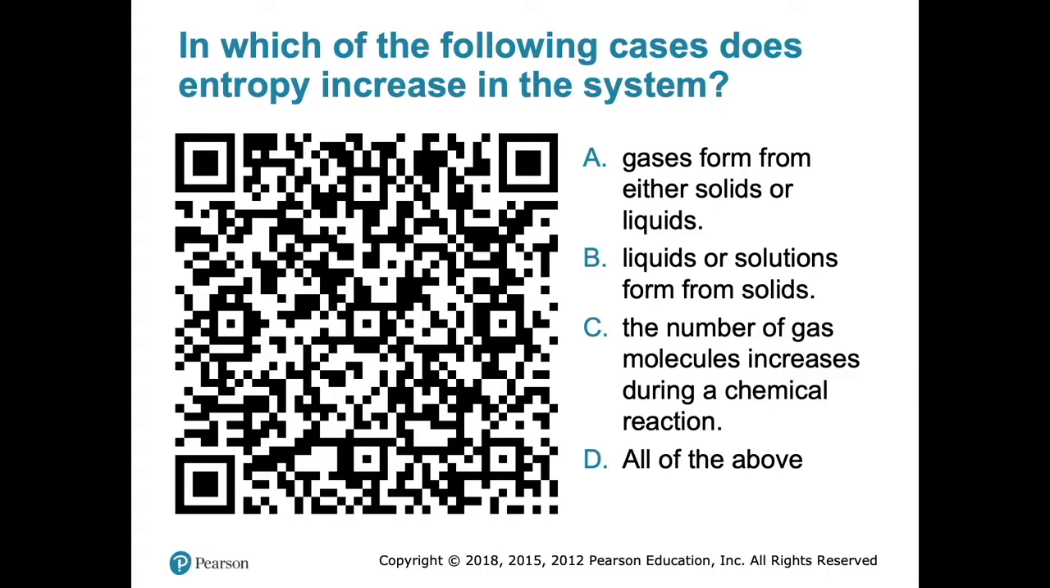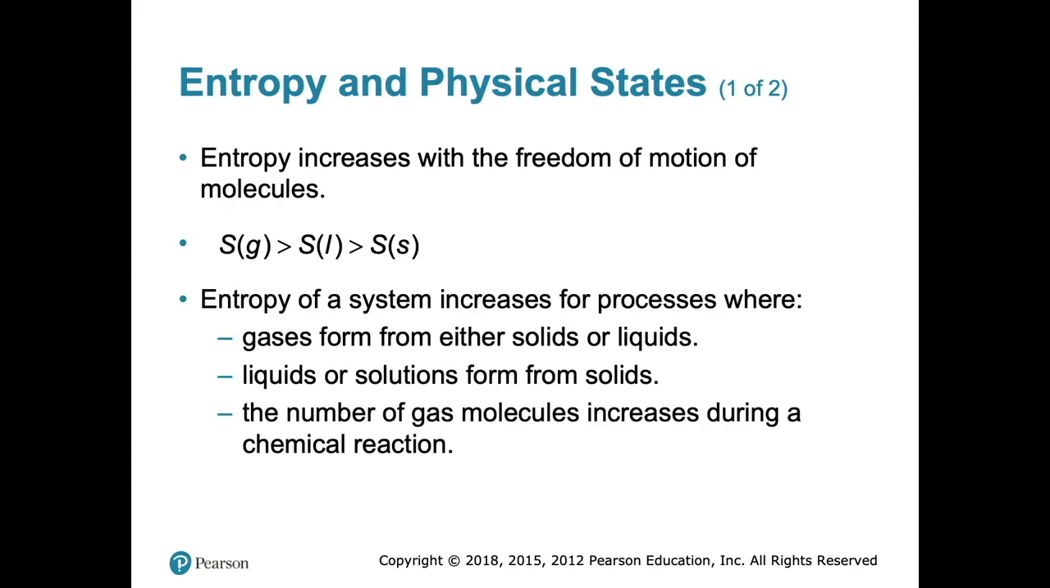All right, so this is the next question. In which of the following cases does entropy increase in a system? Gases from either solids or liquids, liquids or solutions from solids, the number of gas molecules increases during the chemical reaction. All right, what's your guess? D, right? All of those are reasons why entropy would increase in a system. That was right here: gases formed from either liquids or solids, liquids or solutions coming from solids, or the number of gas molecules increases during a reaction.